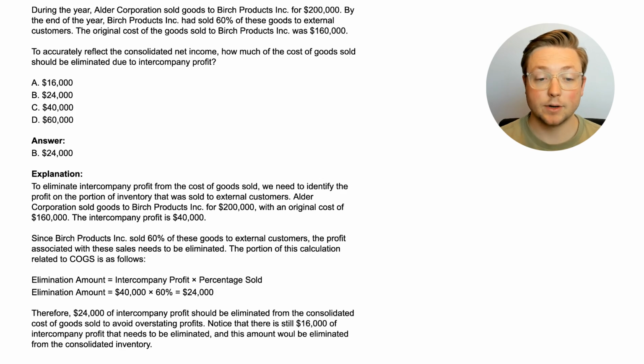Okay, here we are at the answer, and the answer is B, $24,000. That's how much should be eliminated from cost of goods sold. So let's walk through this. To eliminate intercompany profit from the cost of goods sold, we need to identify the profit on the portion of inventory that was sold to external customers.